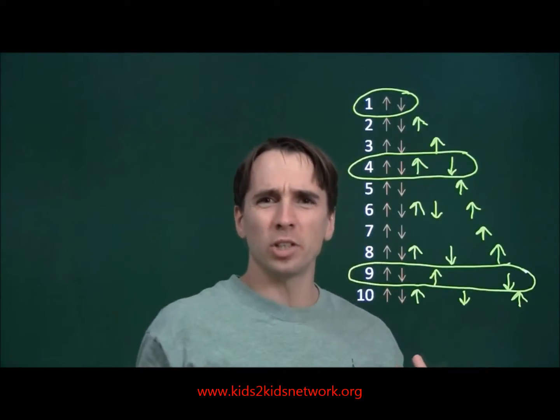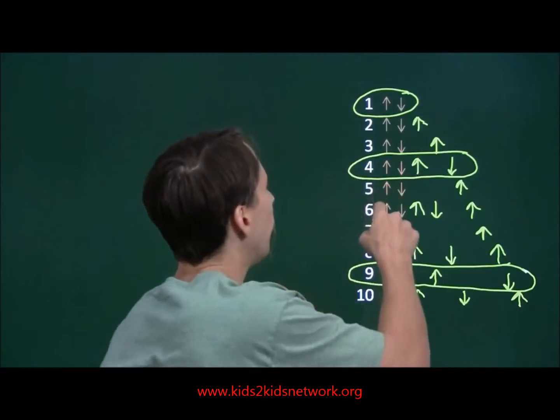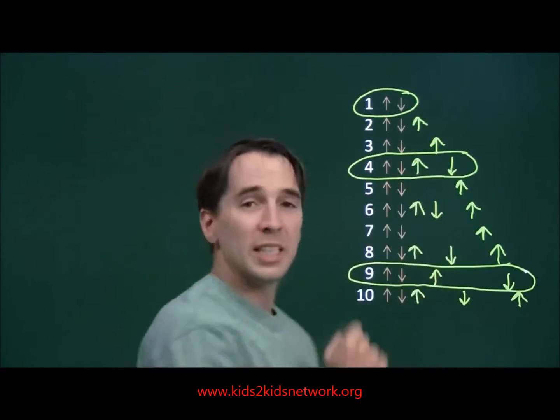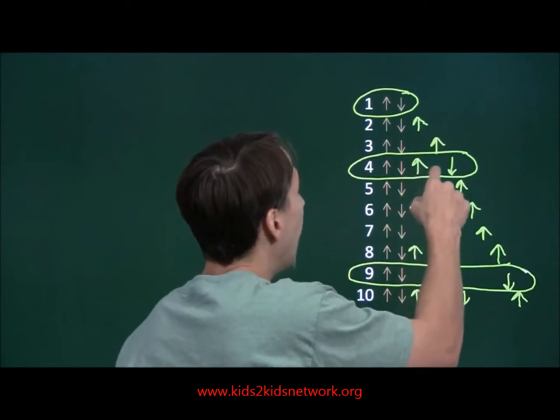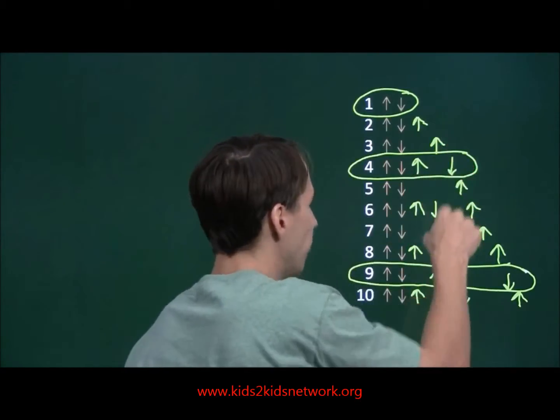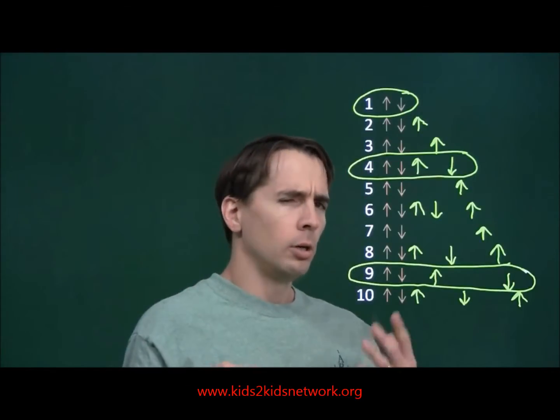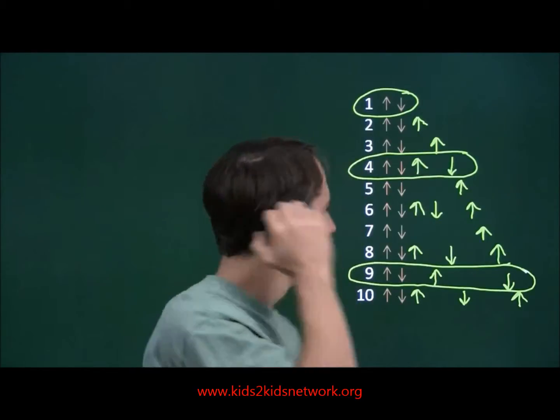Now what's going on when they're switching? Well, let's take a look at 4. It switched when we did the 1s, when we did every single one. Then it switched when we did the 2s. And it switched when we did the 4s, 4 and 8 and so on. So it switched on 1, it switched on 2, it switched on 4. Those are the divisors of 4.